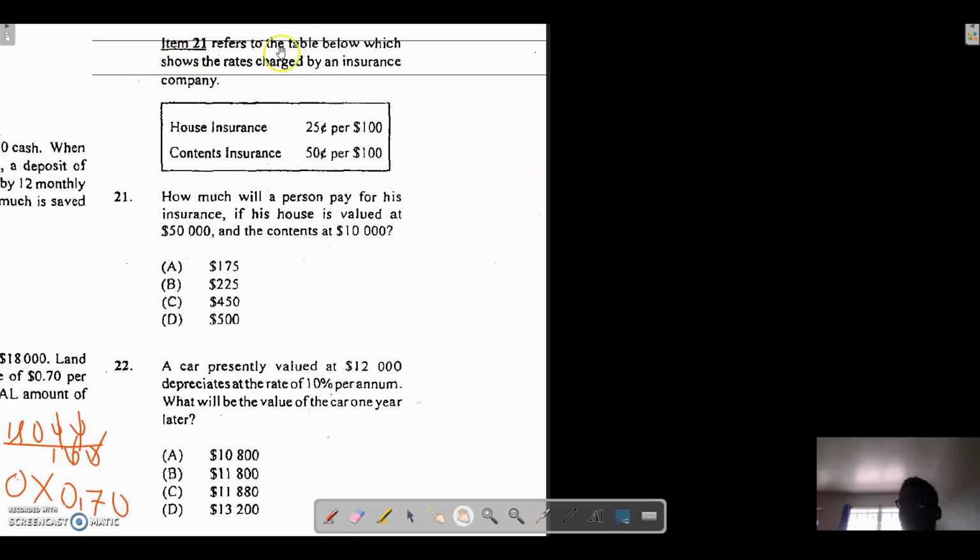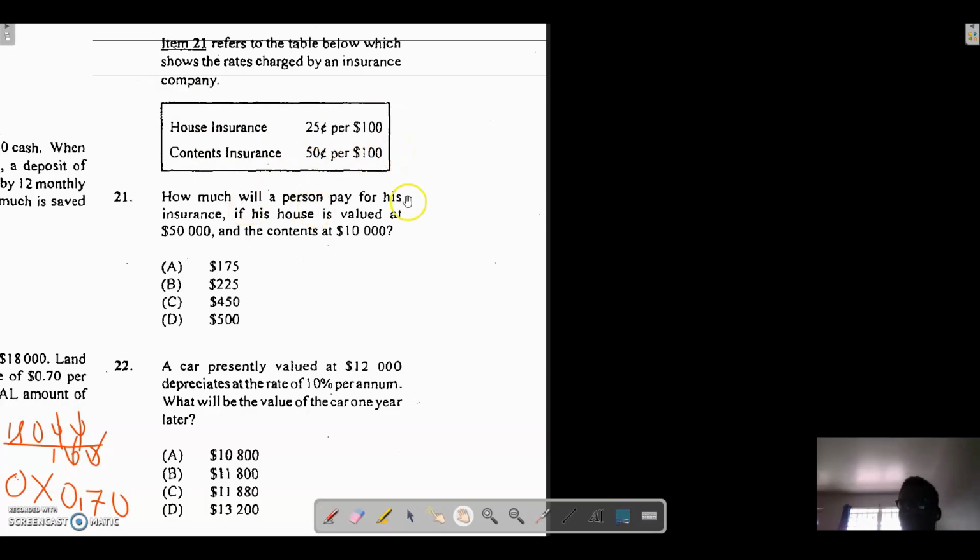Alright, item 21 refers to the table below, which shows the rate charged by an insurance company. So house insurance is 25 cents per 100. 25 cents is of course a quarter of a dollar. Alright, content insurance, 50 cents per 100. 50 cents is half of a dollar.